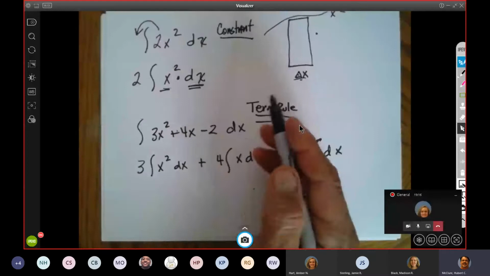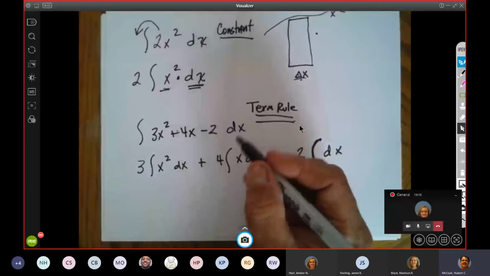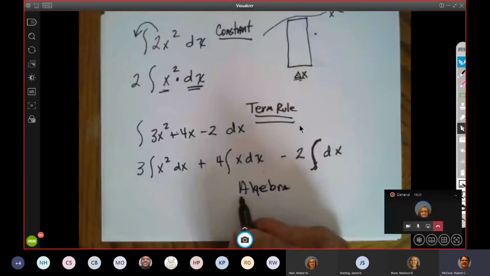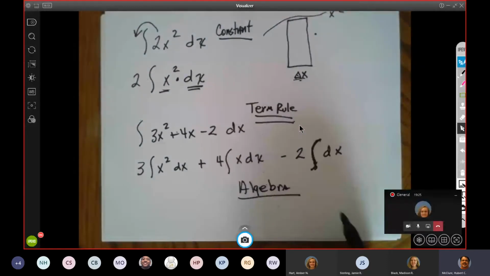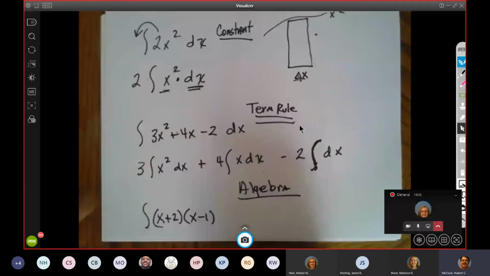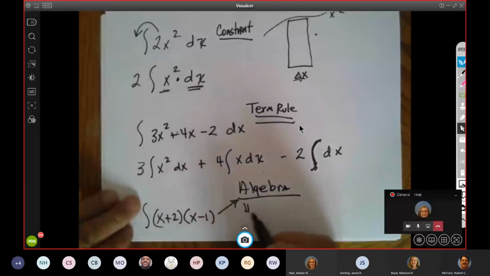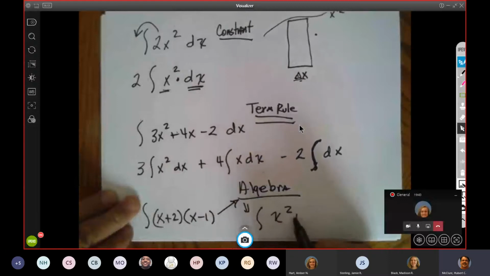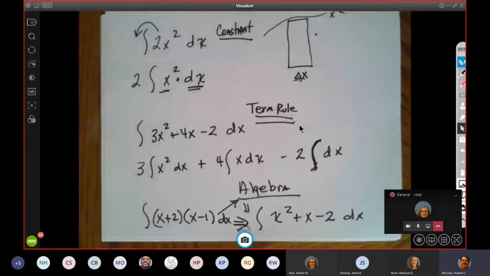Can I still do algebra first? Yes. In fact, it's very recommended that you do the algebra first on some of these, because if I give you the antiderivative of x plus 2 times x minus 1, well, there's not really anything you can do until you do the algebra. And you get x squared plus x minus 2 dx. Rewriting. Don't forget to rewrite.